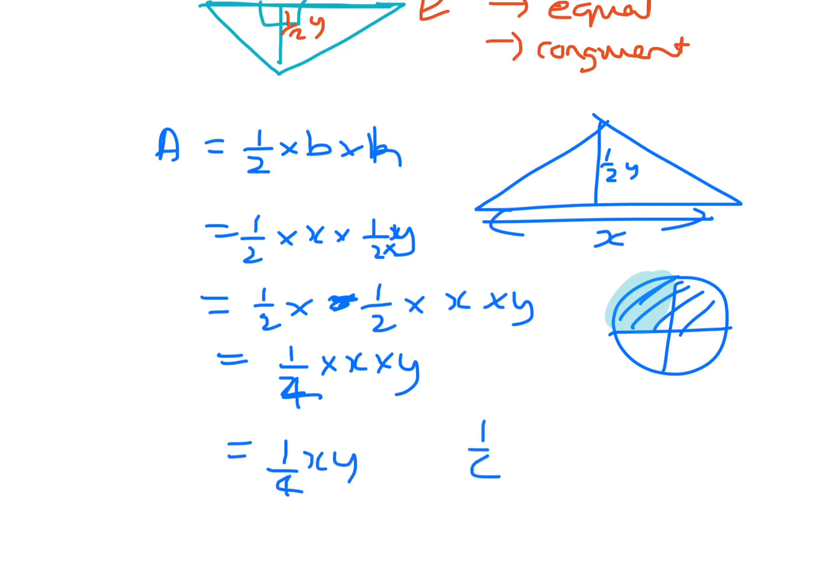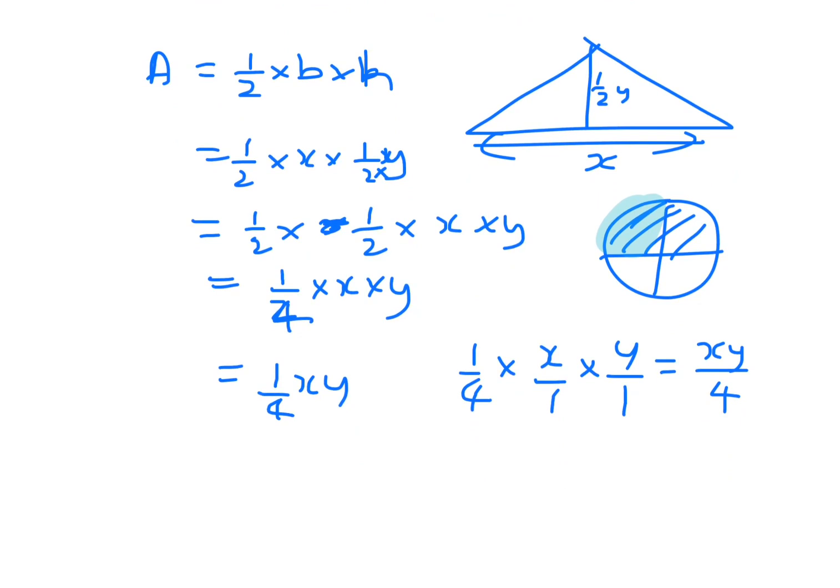Just note that 1/4 XY is the same as, if you put the X over 1 and the Y over 1, XY over 4, because 1 times X times Y is XY, and 4 times 1 is 4. Okay, so that's just the area of one triangle.